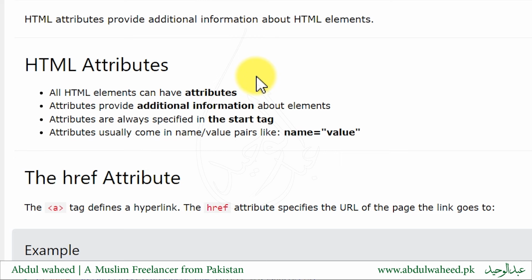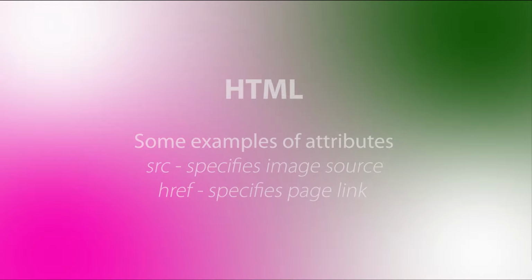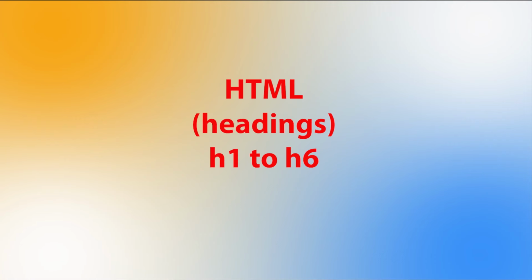HTML attributes provide additional information about HTML elements. All HTML elements can have attributes. Attributes provide additional information about elements. Attributes are always specified in the start tag. Attributes usually come in name value pairs like this.